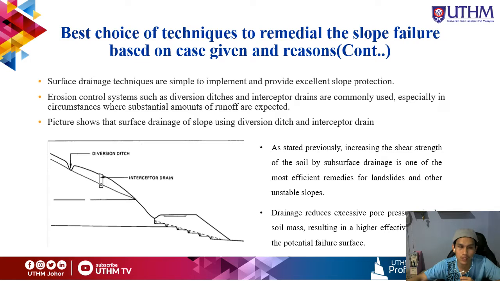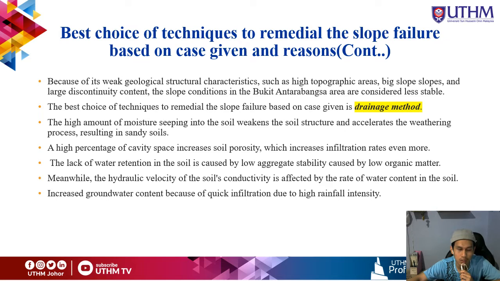Erosion control systems such as diversion ditch and interceptor drains are commonly used, especially in circumstances where a substantial amount of runoff is expected. The picture shows surface drainage of a slope using a diversion ditch and interceptor drain. As stated previously, increasing the shear strength of the soil by subsurface drainage is one of the most efficient remedies for landslides and other unstable slopes. Drainage reduces excessive pore pressure in the soil mass, resulting in a higher effective stress on the potential failure surface. So this slide will explain why we use the drainage method.